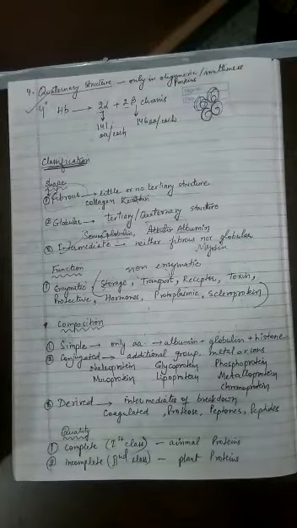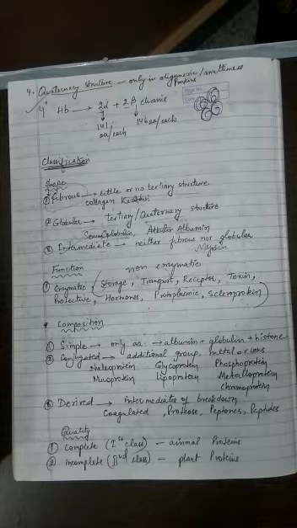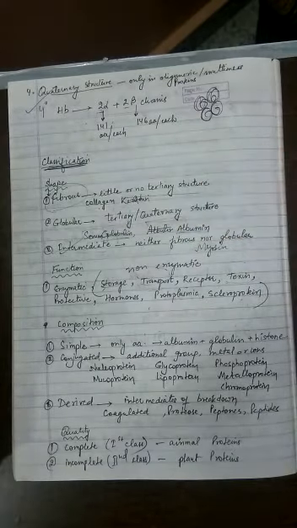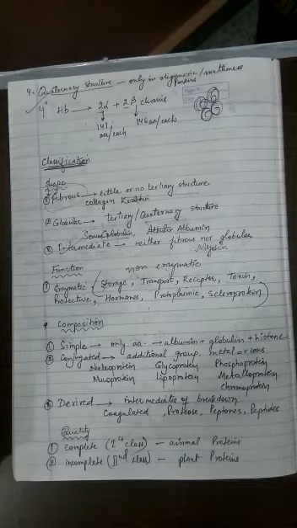Now let's start with the next topic, and that is how do you classify proteins on different bases. The first basis is according to their shape. According to the shape, the proteins can be fibrous protein, globular protein, or the intermediate shape. Now what are fibrous proteins? On the basis of shape, these proteins are of three types: first is fibrous, second is globular, third is intermediate type.